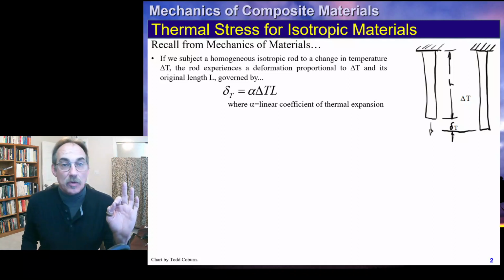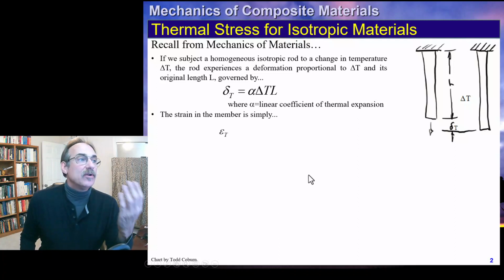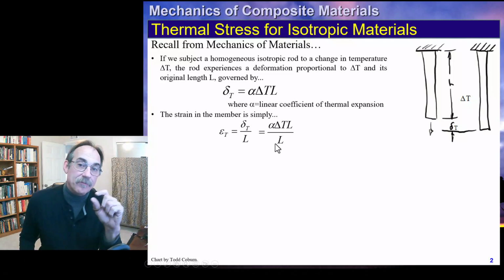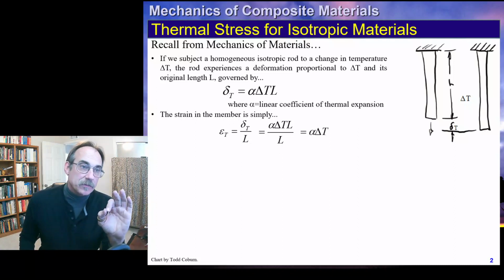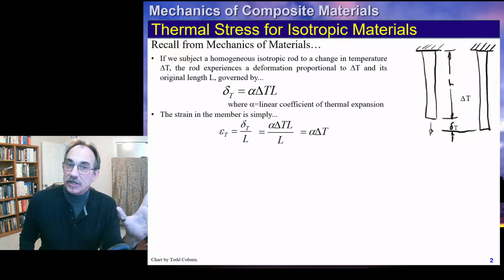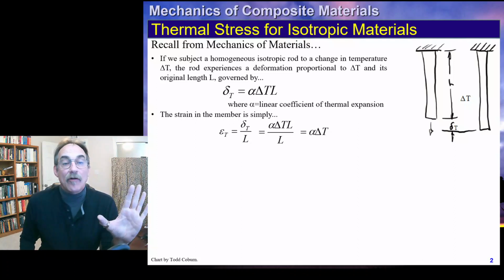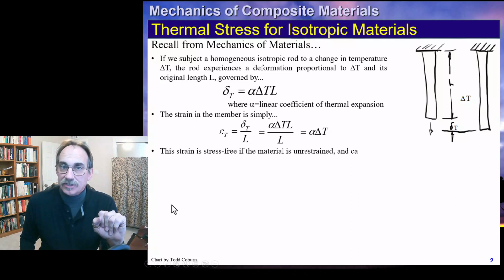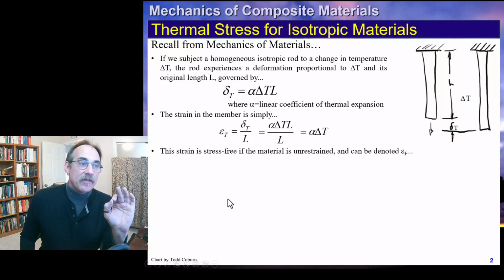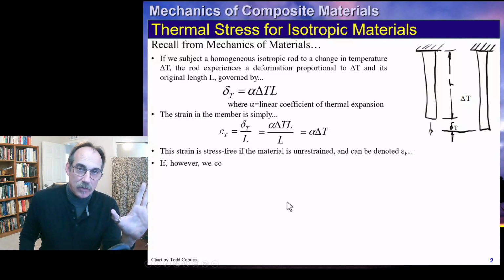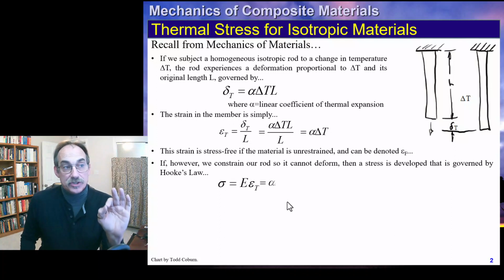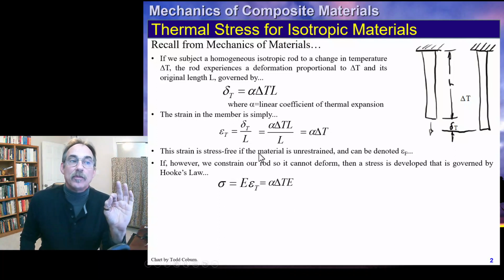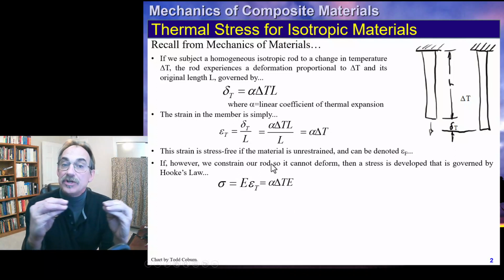We can write the strain as alpha delta T. We can also write it as the ratio of the deflection divided by the original length. So these principles of strain and deflection are critical to understand. Remember, alpha is our coefficient of thermal expansion. We also want to recall that there's no stress associated with a thermal strain when we have an unrestrained isotropic rod.